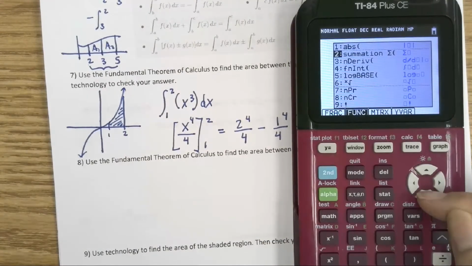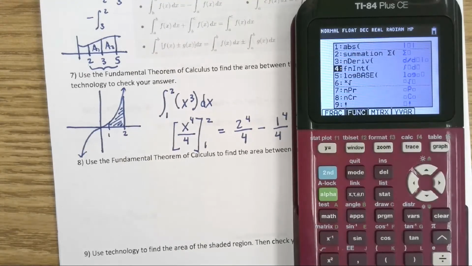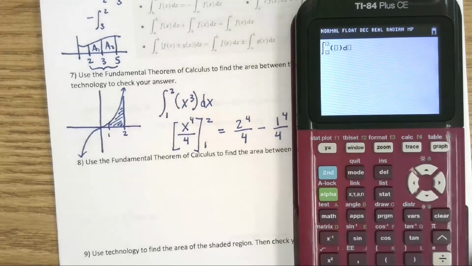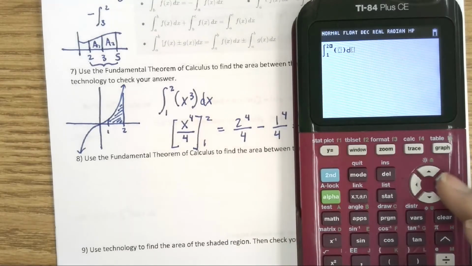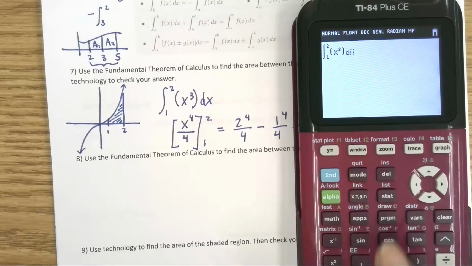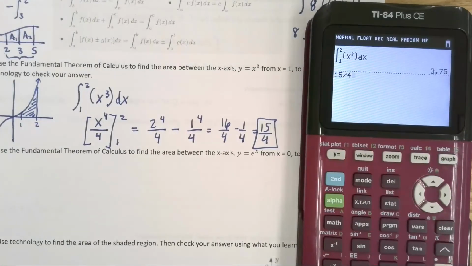And if you jump down to function number 4, that is function integral. And so it's going to set up that integral notation for us. So we're going to insert our lower limit of integration of 1, our upper limit of 2. Our function is x cubed dx. And we got 3.75, and if you're not sure if that's the same thing, go ahead and divide out your answer, and sure enough, we got 3.75.